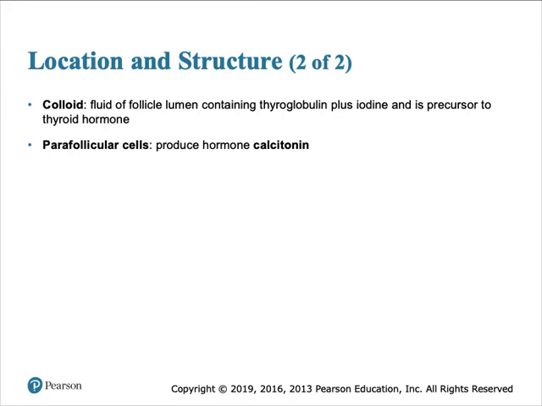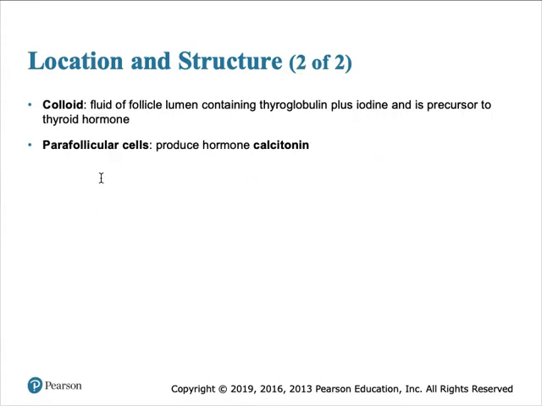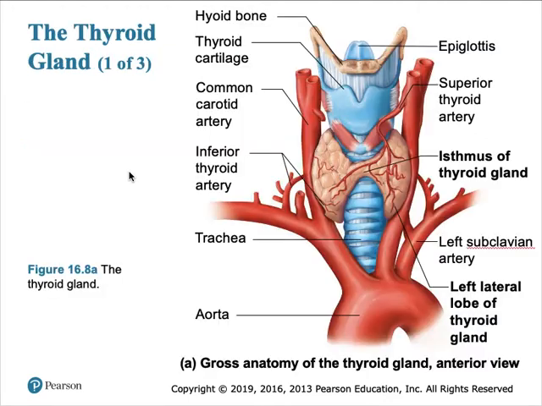And this colloid is basically a fluid area. Okay, and if you remember what a colloid is from the chemistry chapter, it's sort of a little bit thicker, more jello-like or gelatin-like version of a fluid. We have this open space that contains the hormone and various fluid, and it's surrounded by follicular cells, and there's areas in between that contain parafollicular cells.